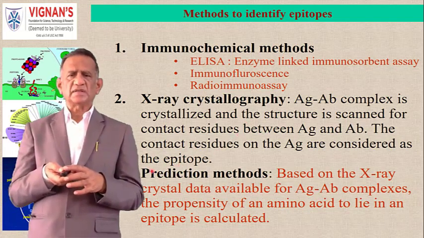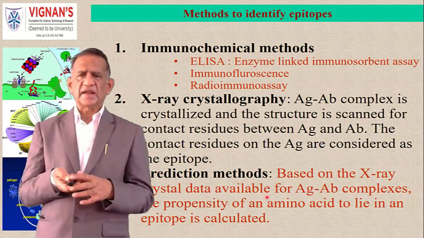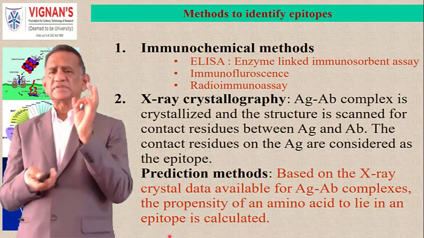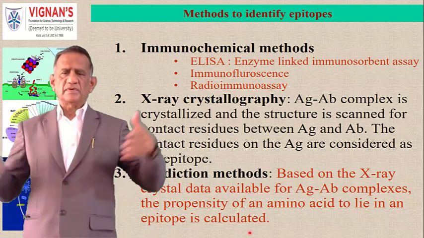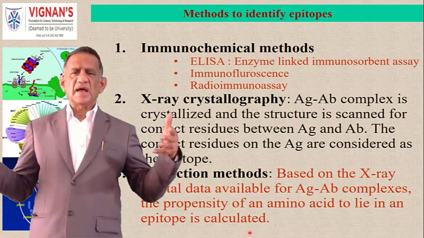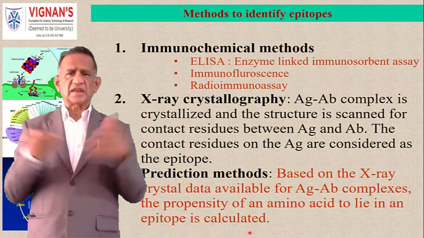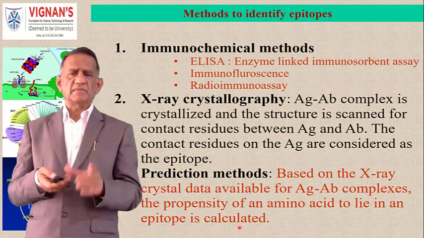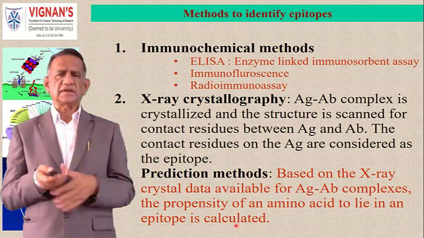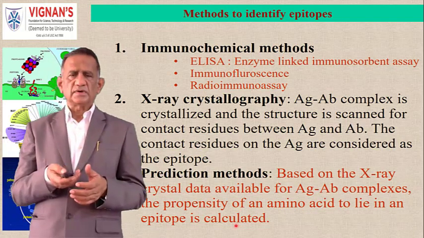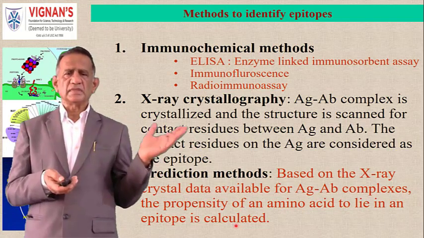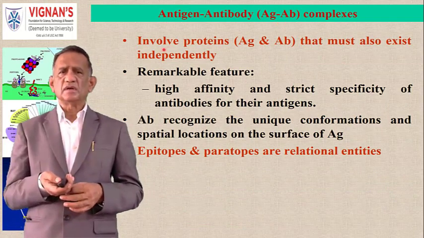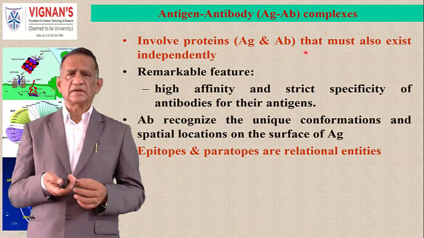So prediction methods are based on the X-ray crystal data available for antigen antibody complexes, and the propensity of an amino acid to lie in an epitope is calculated. See, if we take a protein with nearly 600 amino acids, all 600 amino acids cannot have a high prediction for an epitope. The propensity of an amino acid towards an epitope can be predicted through these software tools, as shown in the video.